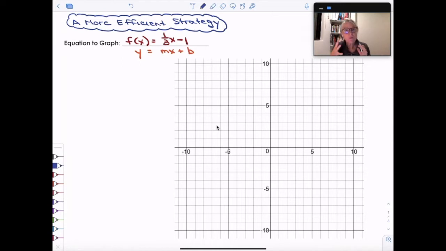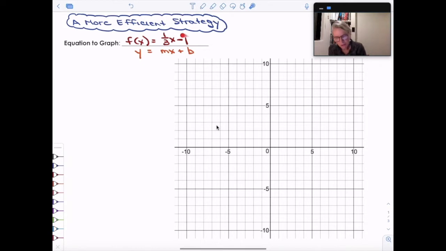What we're going to do in this video is graph the same function as we did last time, but we're going to use a more efficient strategy. This strategy is going to let us build our table of values much more efficiently with a lot less calculating. We're going to use the fact that this equation, f of x is equal to 1/3 of an x minus 1, is written in slope-intercept form, to use the y-intercept and the slope to help us do this efficiently.